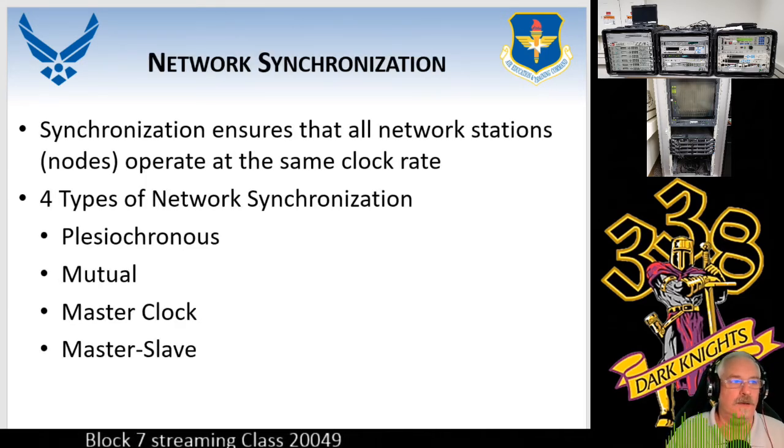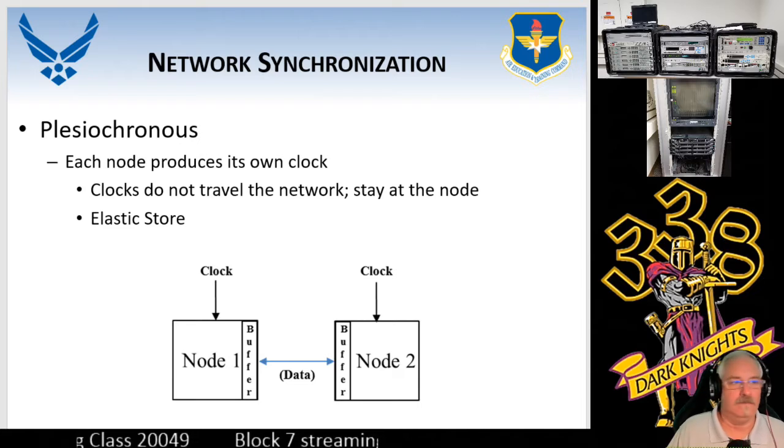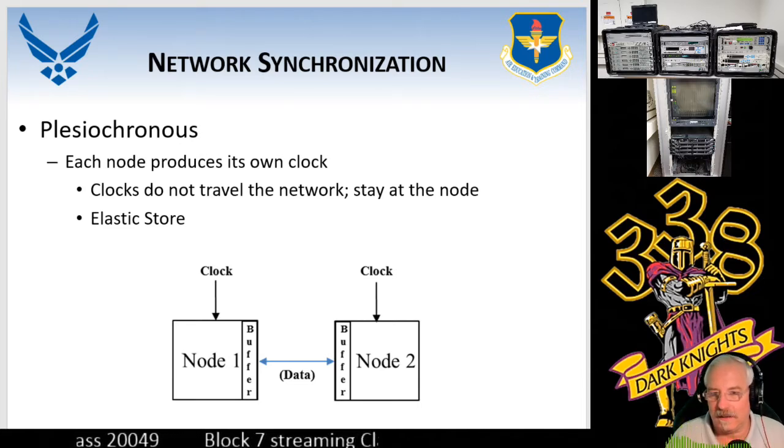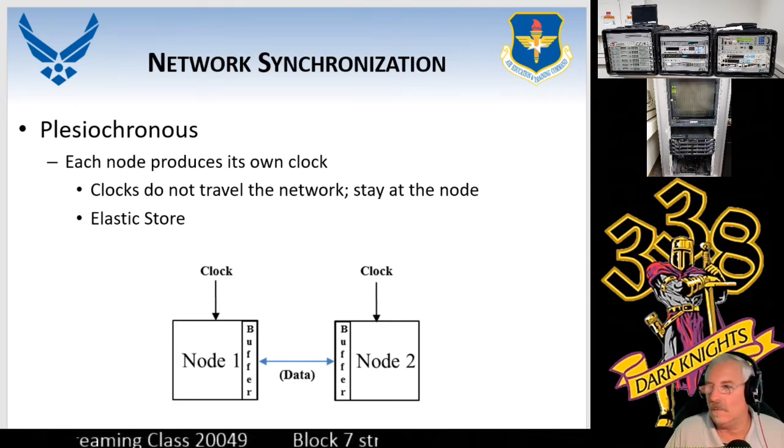There are 4 different types of network synchronization. We got the isochronous, the mutual, master clock, master slave. I always call isochronous the dinosaur. Makes it look so much more elegant to say, ooh, isochronous. Now, what does it do? Well, each node produces its own clock, but it uses an elastic store between them. They're pretty much a self-contained unit, kind of like when you linked up 2 computers together. That's one way that they're able to sync up, is using that elastic store.